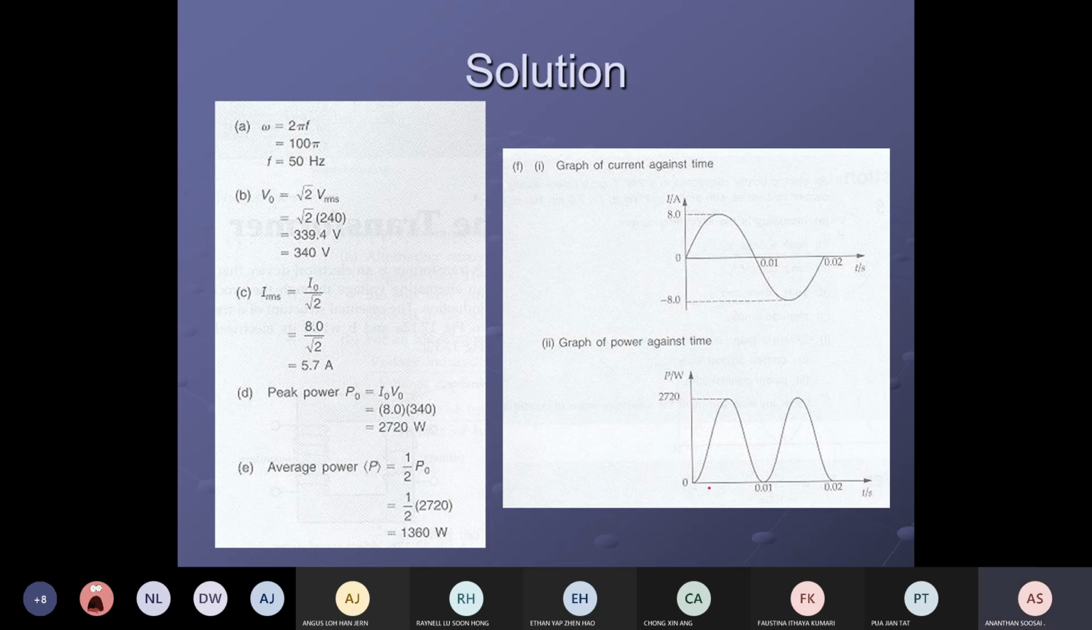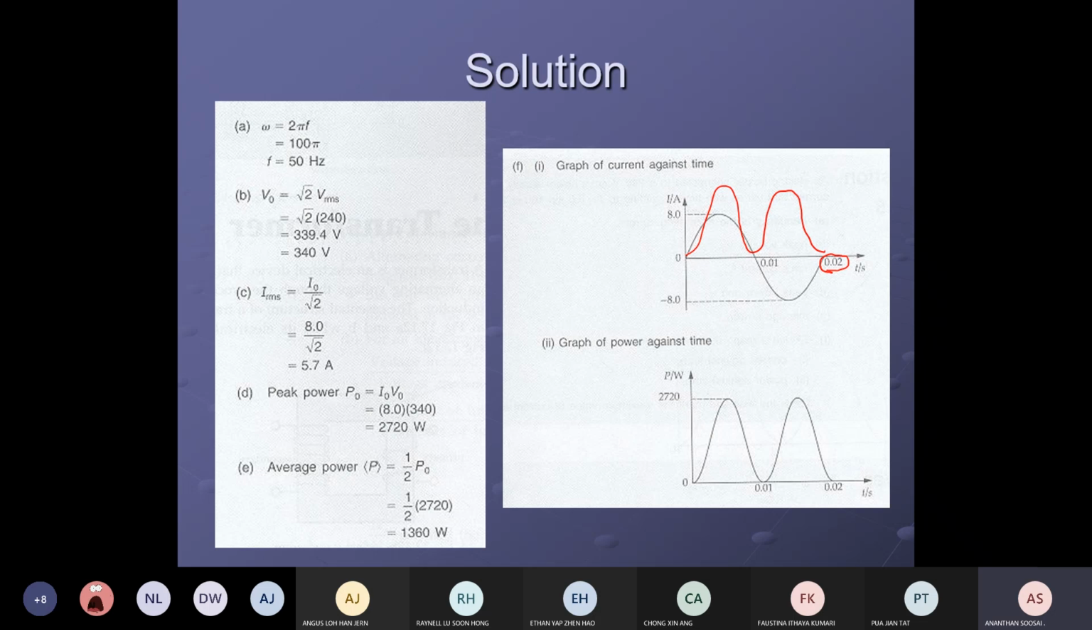Look at the last part. The current's one complete period is 0.02. So within a period, this is a sine squared graph. You have two peaks, right? Sine squared tends to become like this, right? Like this sine squared graph. You should know better, maths. Okay. So this is your peak power. This is how the power graph is going to look.